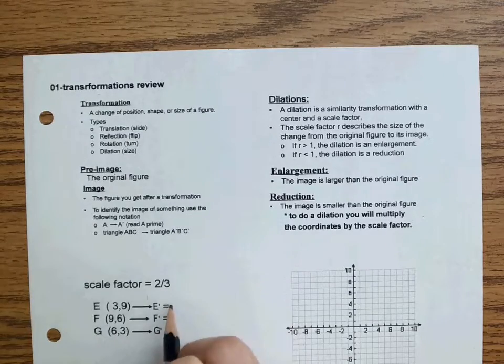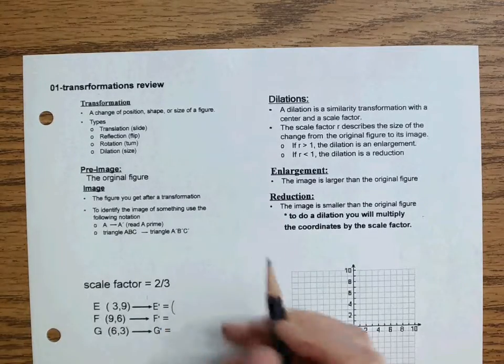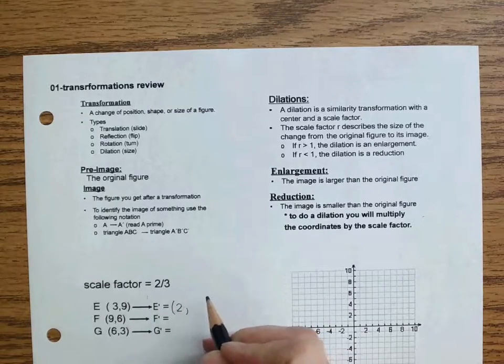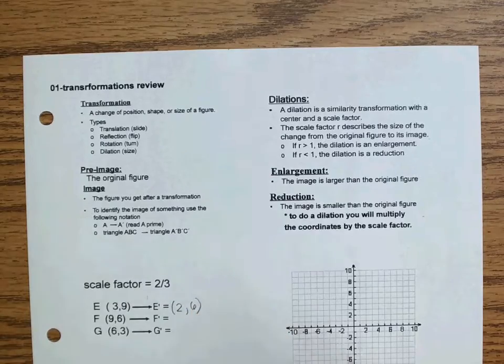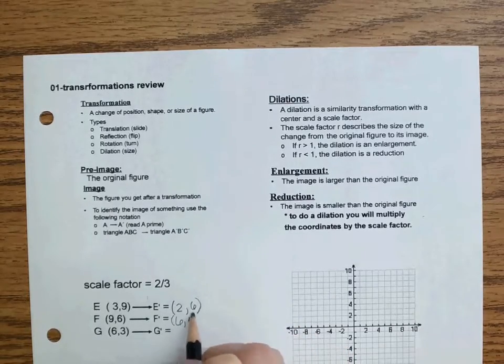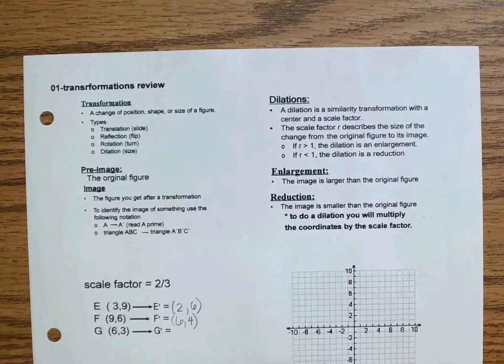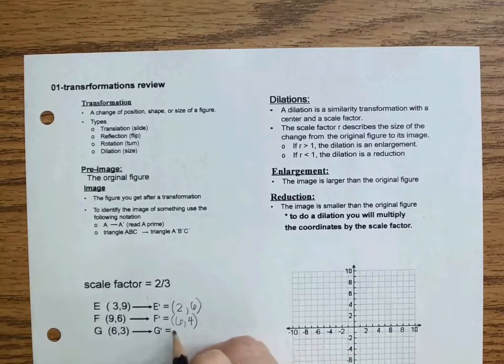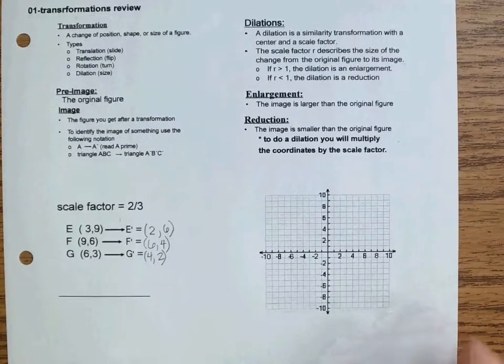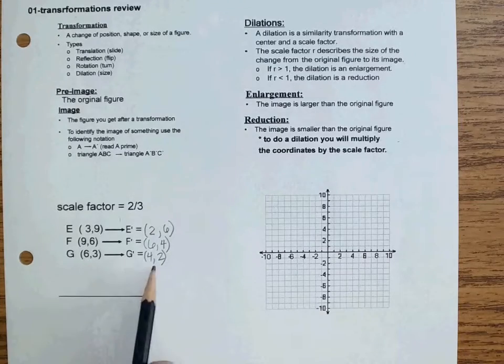So for E prime, 3 times 2/3 is 2, and 9 times 2/3 is 6. For F prime, 9 times 2/3 is 6, and 6 times 2/3 is 4. For G prime, 6 times 2/3 is 4, and 3 times 2/3 is 2. Okay? And so now we're going to graph our pre-image and our image, and label accordingly.